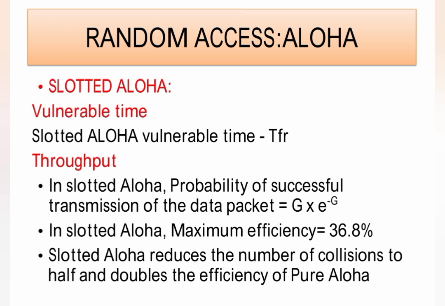Vulnerable time is equal to the frame transmission time. Therefore, if a station generates only one frame in this vulnerable time and no other station generates a frame during this time, the frame will reach the destination successfully. Since we are using time slots, the collisions will be reduced compared to the pure ALOHA. In the pure ALOHA, the vulnerable time is 2 times the frame transmission time, but here the vulnerable time is equal to the frame transmission time.